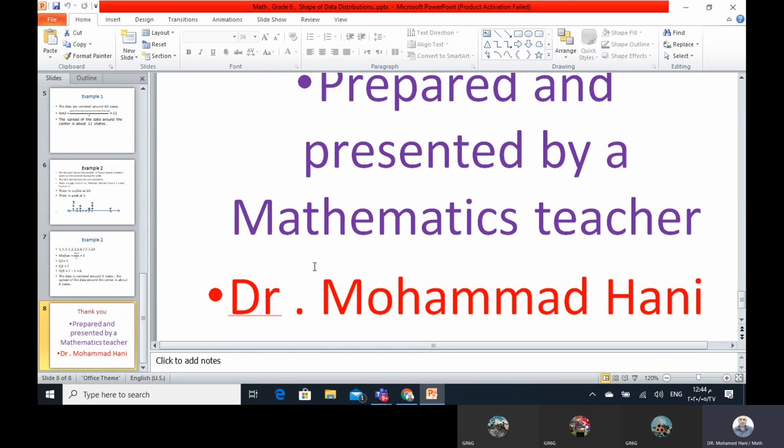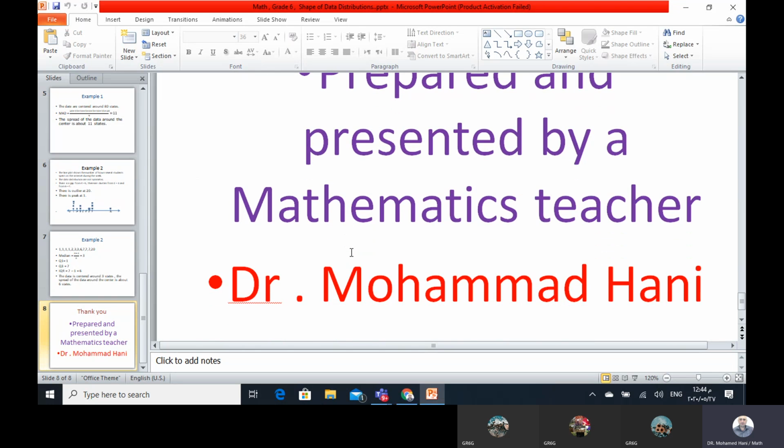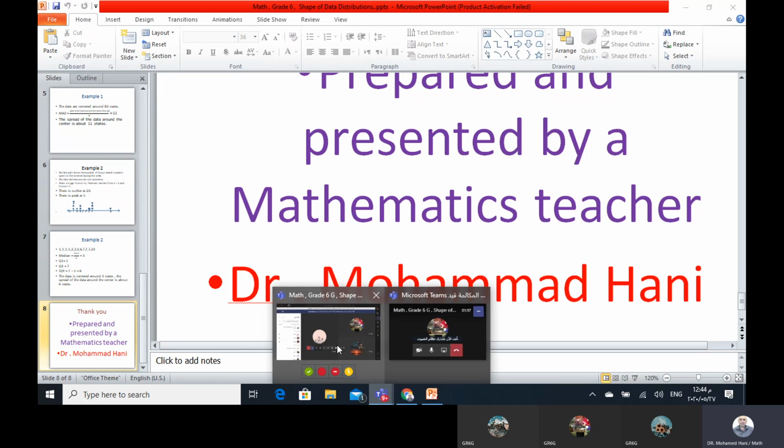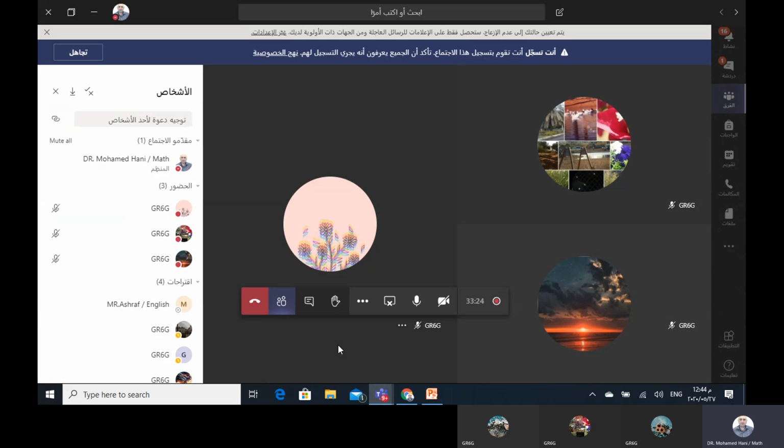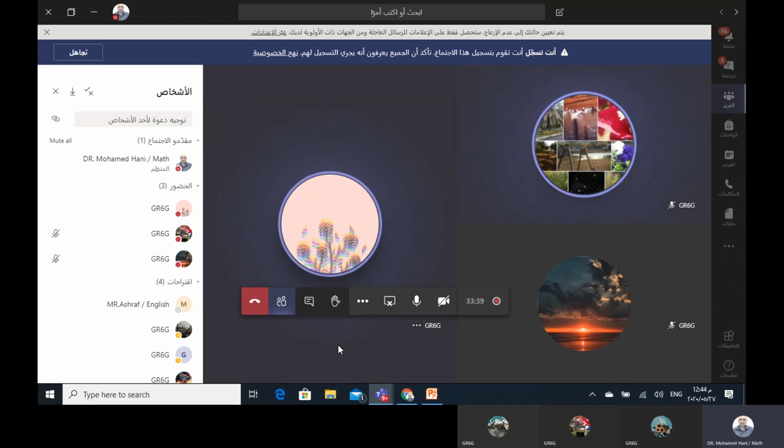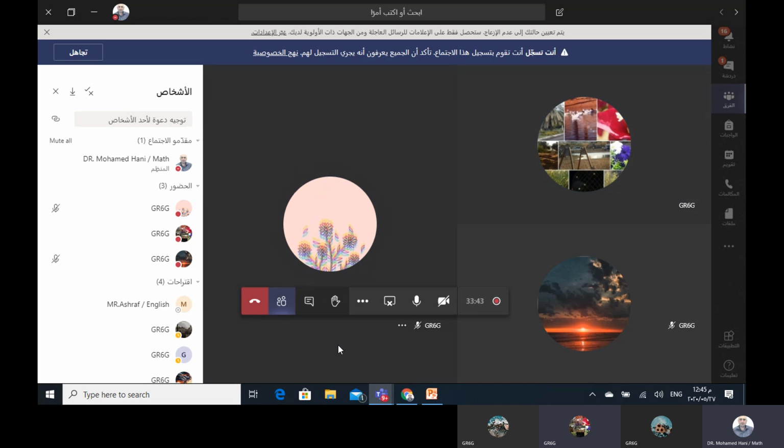So this is our lesson today: how to classify the shape of the data distribution. Who has a question now? Who has a question? No. Is it clear for all? Yes. Okay, what did we learn today? What is the title of our lesson? Shape of data distribution. Great.